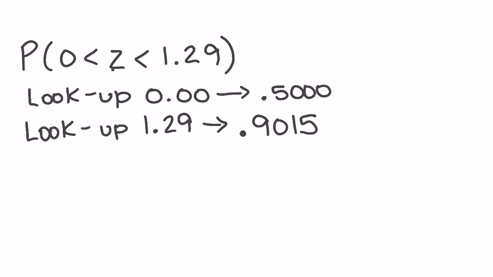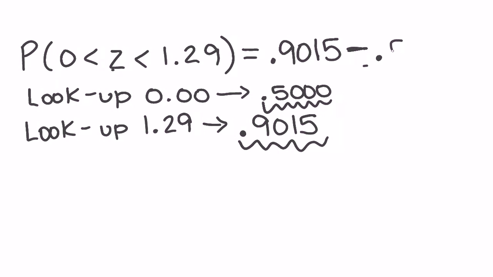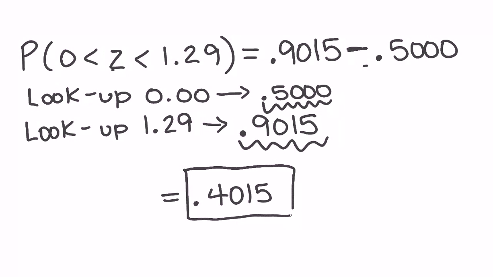To calculate the probability that Z is between these two Z-scores, you're going to take the big number that you just got, 0.9015, and subtract the other number you got, 0.5000. If you subtract those two values, you should get 0.4015. And that, my children, is the final answer. Beautiful work.